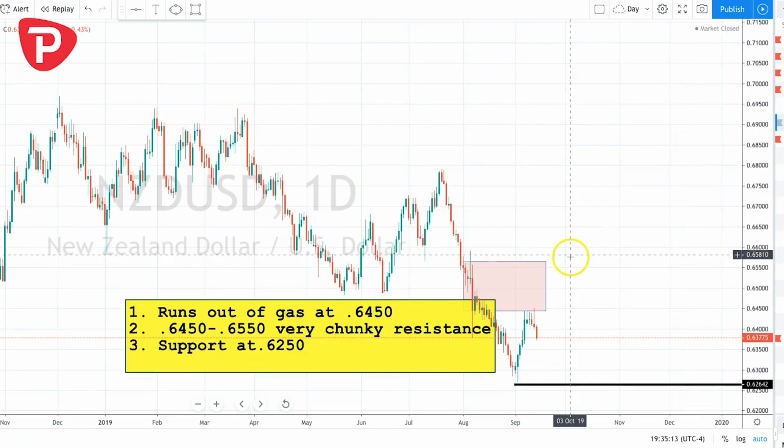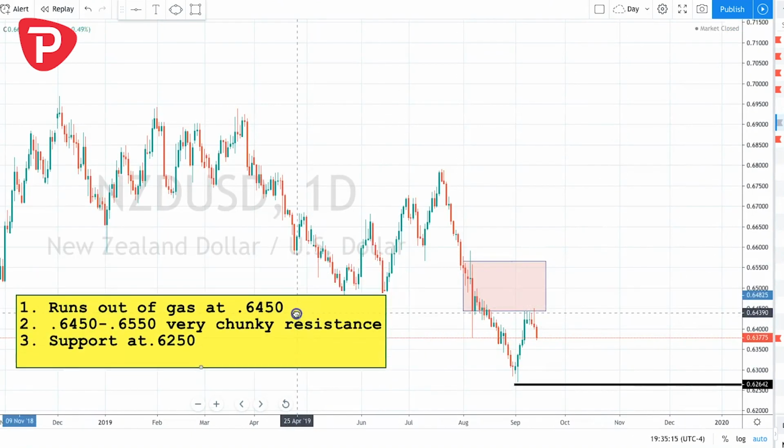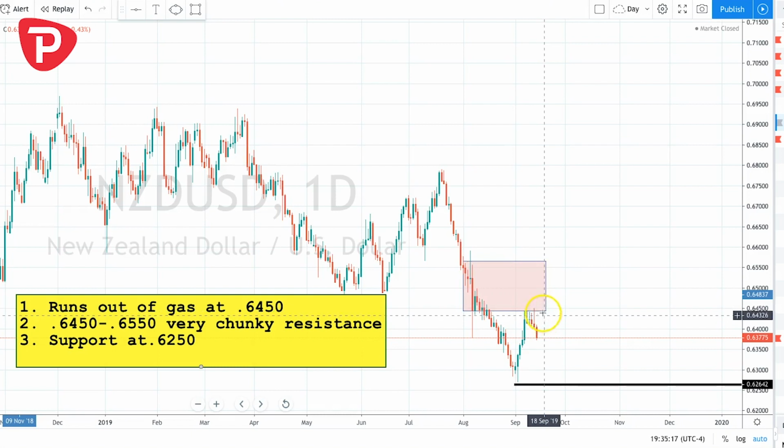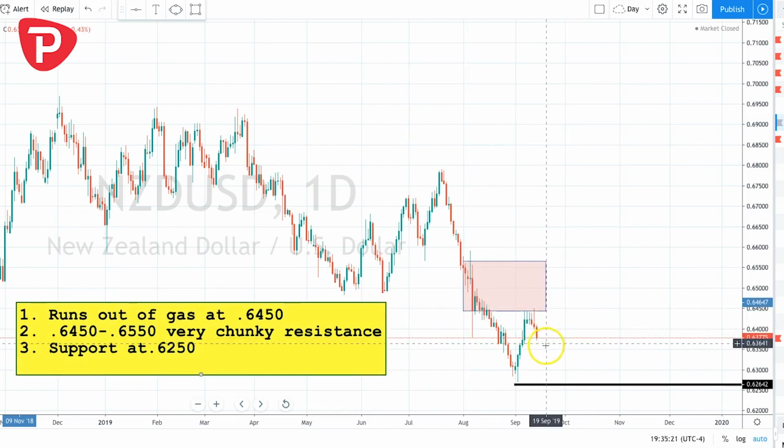And then finally, here's the Kiwi. Kiwi got badly rejected at the 64.50s. A lot of adjustment here. If the GDP is weak, it really calls for us to kind of move towards the lower end of the spectrum. The reason, of course, is because a weak GDP is only going to encourage the shorts to think that the RBNZ is going to cut even more.